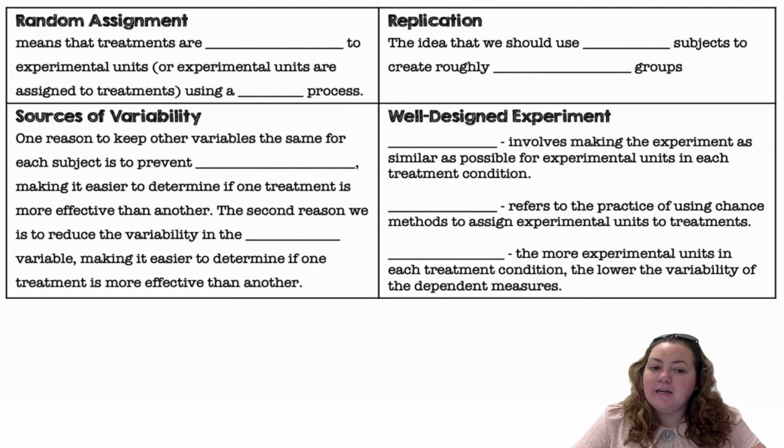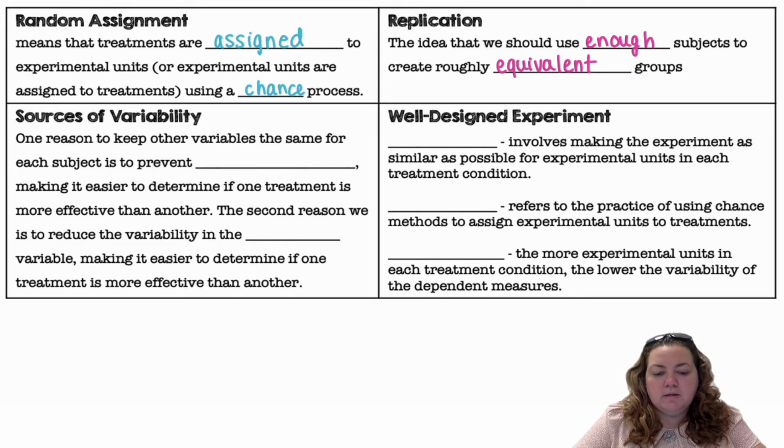All right, in the experiment, we should be using random assignment, which means that the treatments are assigned to experimental units, or experimental units are assigned to treatments using a chance process. Replication is the idea that we should use enough subjects to create equivalent groups. So we want to have enough subjects that we are doing this more than once, seeing more results than just one time.